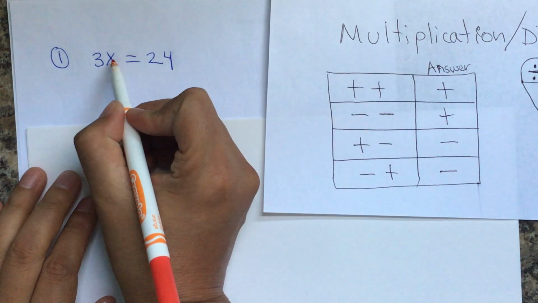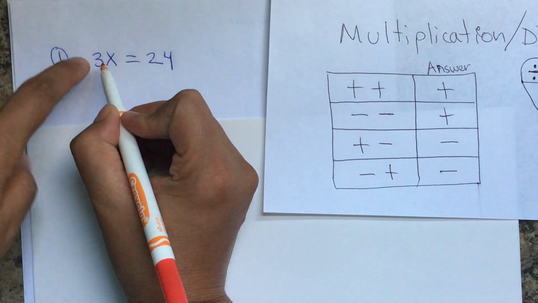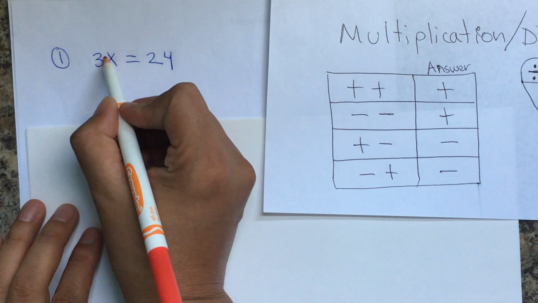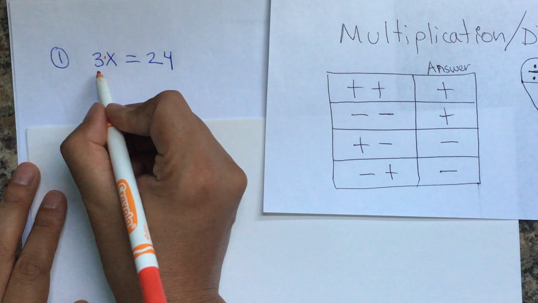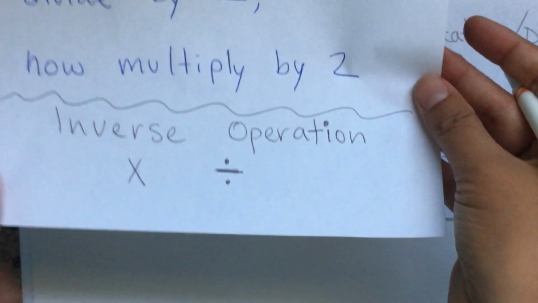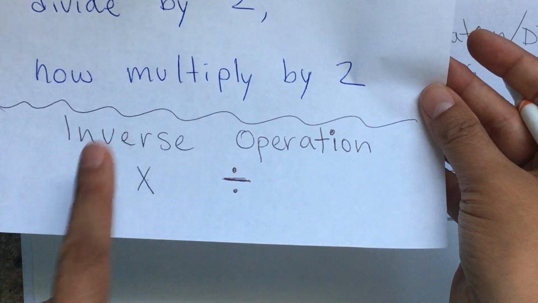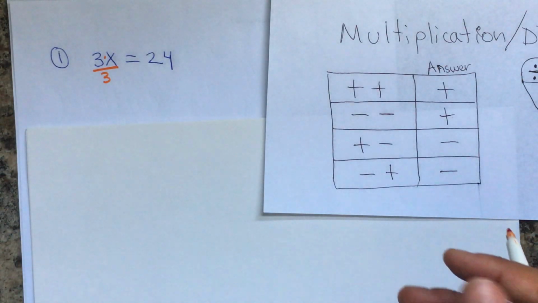Okay, so in here, what we have is 3x equals 24. It means I have a number, I'm multiplying by 3, and I get that. Now, to cancel it, the opposite of multiplication is division. Okay, that's the inverse operations. Inverse operations. Multiplication cancels with division. Division cancels with multiplication. Okay?